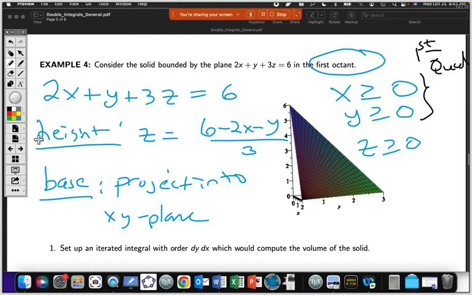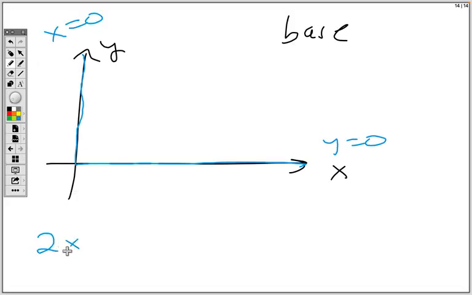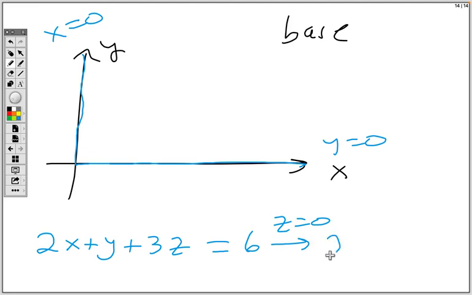Now if I put z equals 0, remember we had a name for this. This was called the what? You remember? This goes back to like week 2. Projection, we called it the trace. Yeah, it was the xy trace. That's the word we use. But projection works too. So 2x plus y is 6.